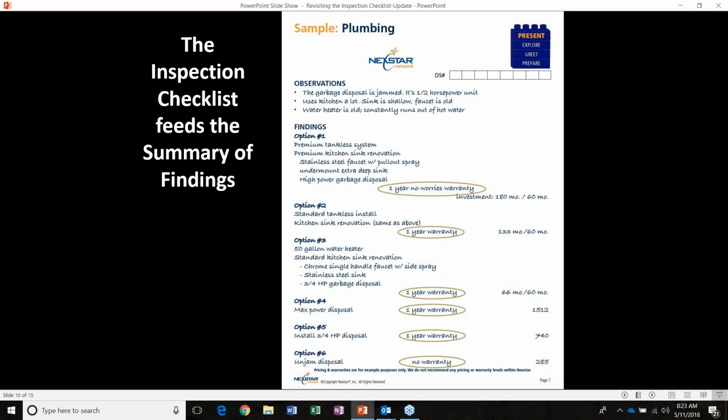So we didn't give the customer all the choices, and so that's why going all the way down to option number 6 and giving them what is the bare minimum.